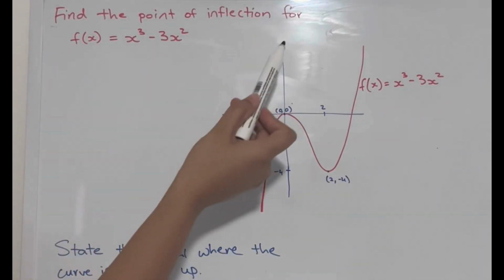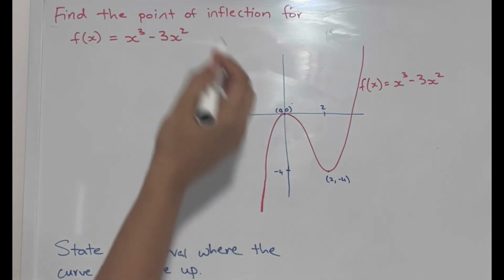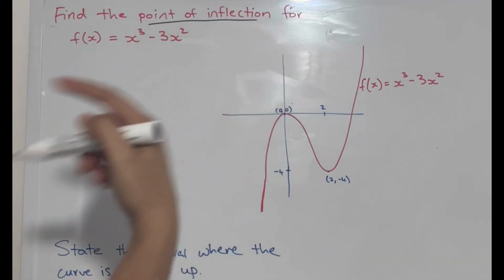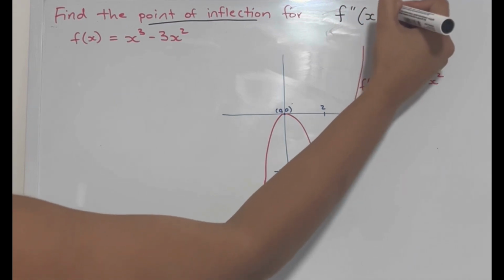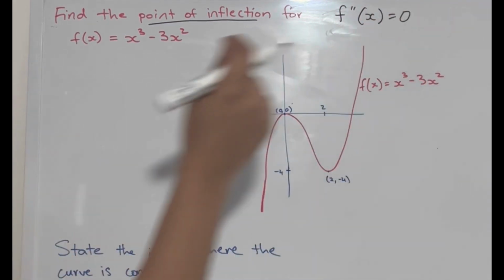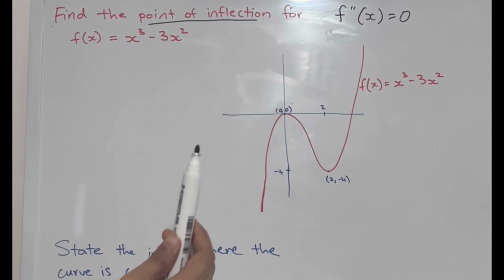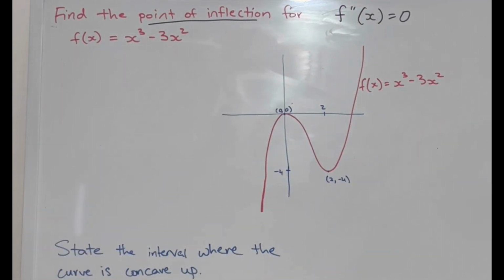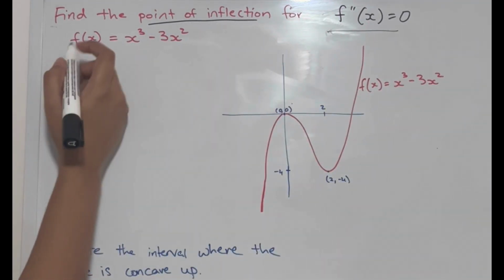Find the point of inflection for f of x equals x cubed minus 3x squared. Now, the first thing we want to note is at the point of inflection, the second derivative will equal 0. And also, on one side of the x value, the second derivative will be positive, and on the other side, it will be negative. So first, let's find the point of inflection.